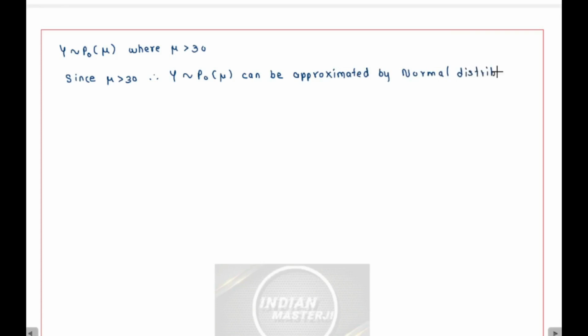Correct? And what type of normal distribution? Y follows a normal distribution with what parameters? The mean and the variance both will be equal to the mean of the Poisson distribution. So that is mu and mu only. Let me write this properly. The mean is mu, and variance is also here as mu. Correct?